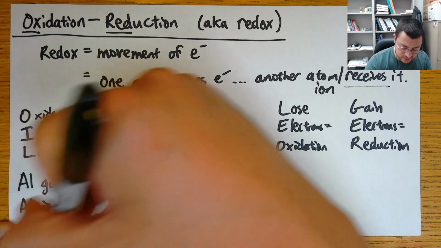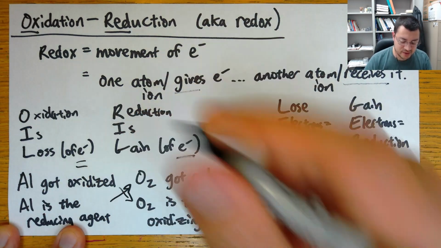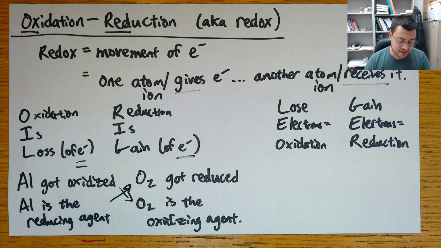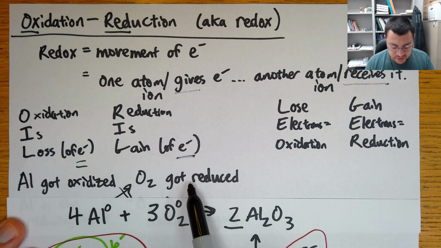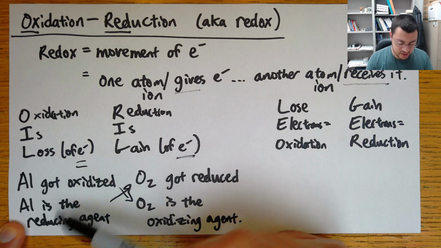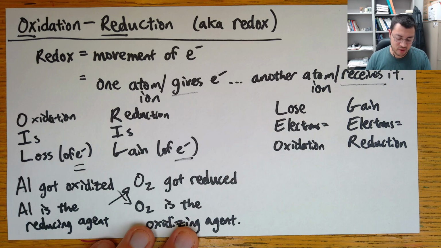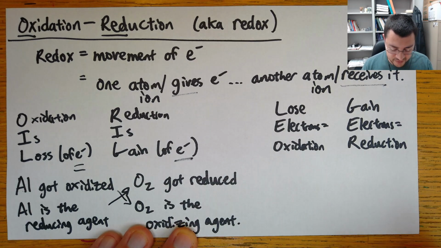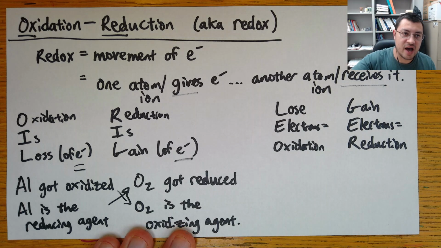So if aluminum got oxidized, oxygen is the oxidizing agent. If aluminum got reduced, oxygen is the reducing agent. The vocabulary almost flows like that. Which leads to my practical tip. For me, it's easiest to first figure out what got oxidized and what got reduced. And when it comes to the terms oxidizing and reducing agent, I just flip the word and then add the word agent afterwards. That works for me every time. That's the language of redox.